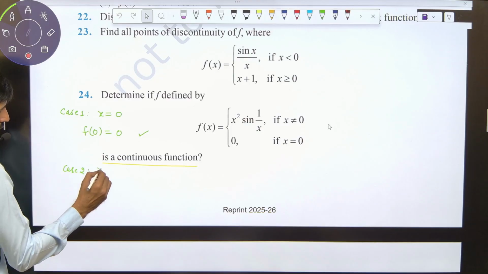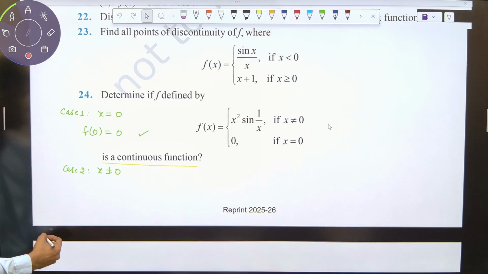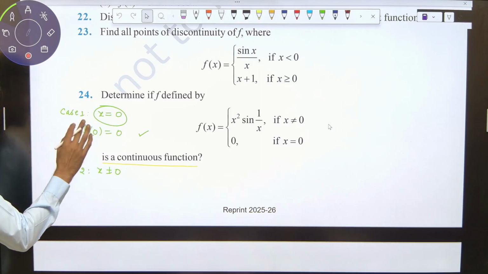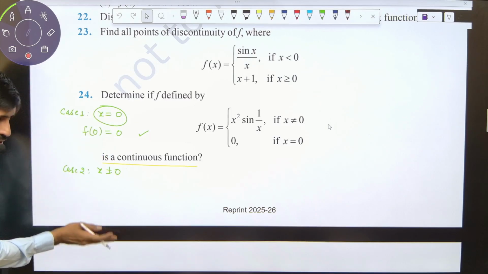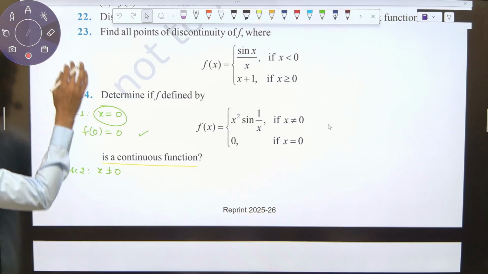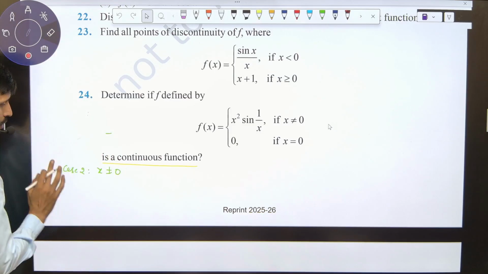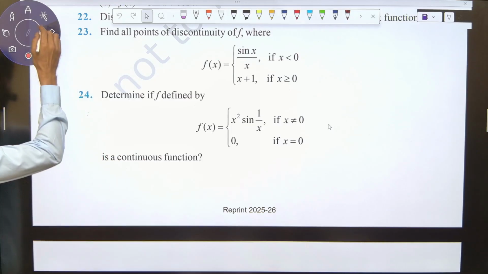Case 2, when x is not equal to 0... no, wait. 0 is actually our border point, so no need to go through this method. Whatever is written here is not incorrect. It is correct only. But if I am writing this, then we'll have to arrange accordingly, so I am simply rearranging. This I am going to write first.